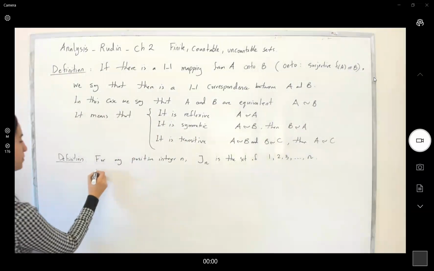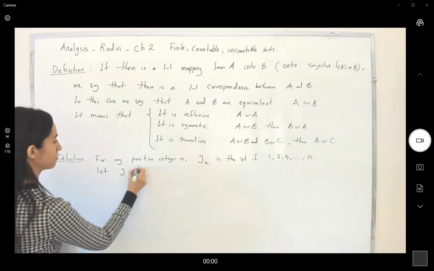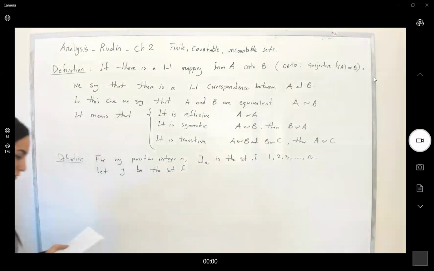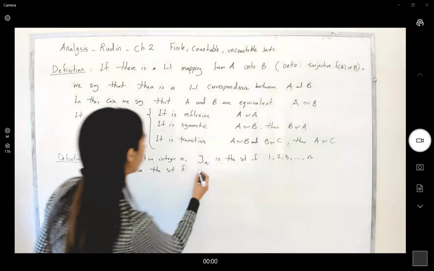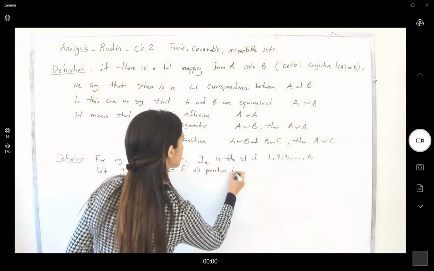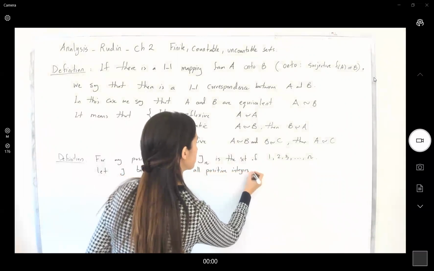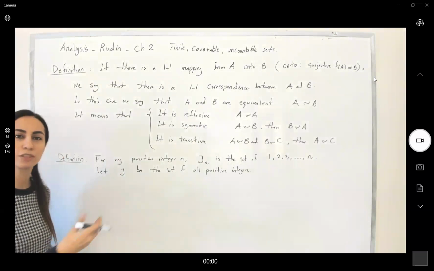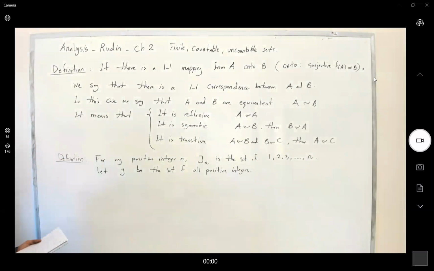And let J be the set of all positive integers. So J consists of 1, 2, 3, 4, and so on.